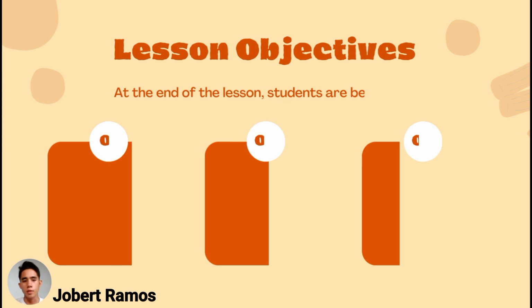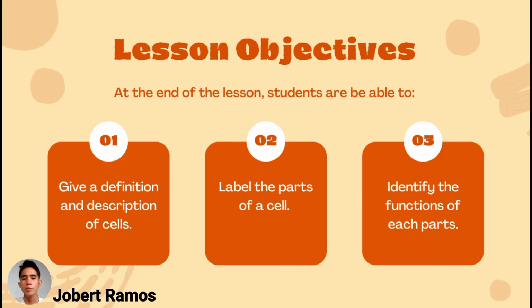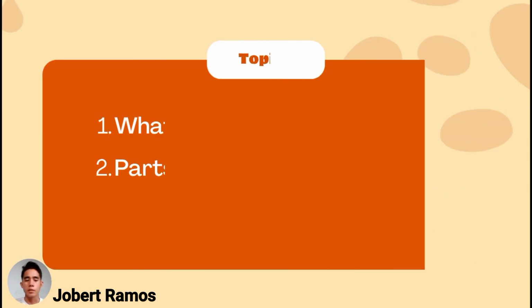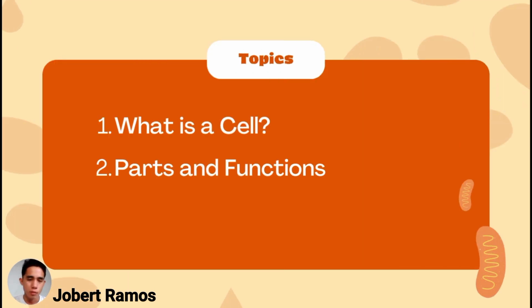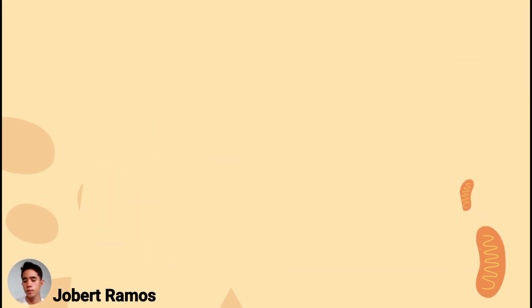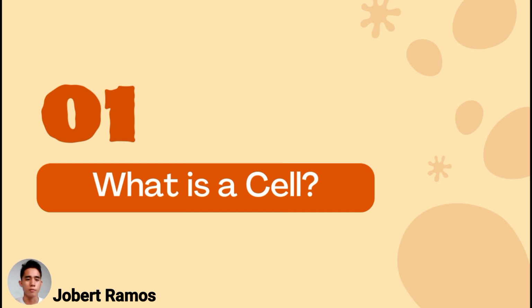So let's start with the learning objectives. At the end of the lesson, the students are able to give a definition and description of a cell or cells, label the parts of a cell, and identify the functions of each part. So here are the topics. What is a cell? We will define what a cell is, and then we will identify the parts and functions of each cell. So let's start with the first question.